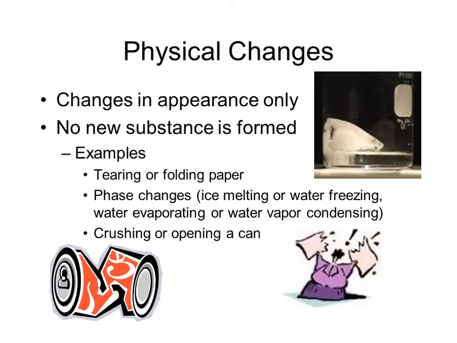So some examples of physical changes include tearing or folding paper. So you're not changing anything about the paper itself other than its appearance. Phase changes are also physical changes. So ice melting or water freezing, water evaporating or water vapor condensing, it's all still made up of water molecules. So if we get down to the individual molecules, we would see that they're all still 2 hydrogens and 1 oxygen attached to each other. But the only difference that makes it change phases is how far apart they are and how fast they're moving.